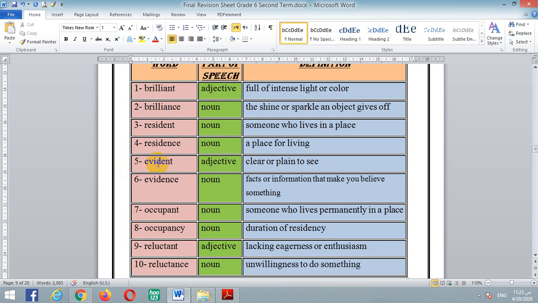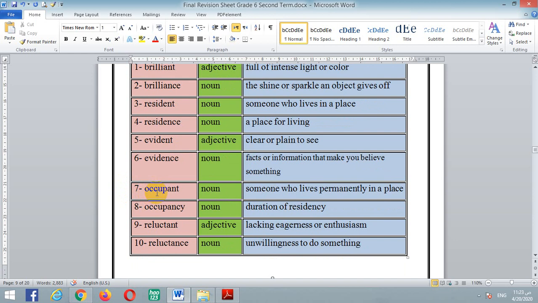Number five, evident. Evident means clear. When I say it's evident, it means it's clear, it's plain to see, and so on. Number six, evidence. Evidence is a noun of evident. It's facts or information that make you believe something.